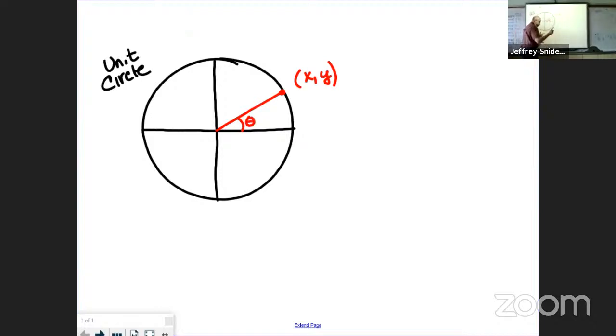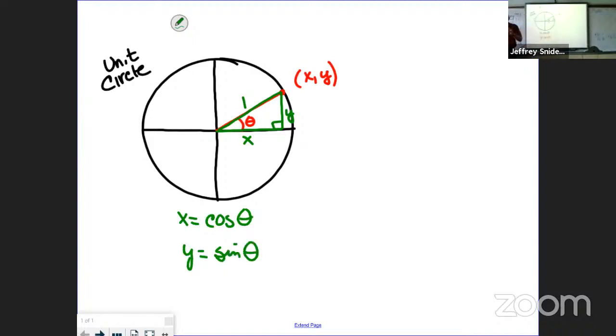So yesterday, this is what we did yesterday. I drew a right triangle like this. Here was X, here was Y, that was 1. And by using right triangle trig, we found out that X was the cosine of theta, and Y was the sine of theta. That's what we did yesterday. Now, the one we haven't talked about yet is the tangent. So let's talk about it real fast.